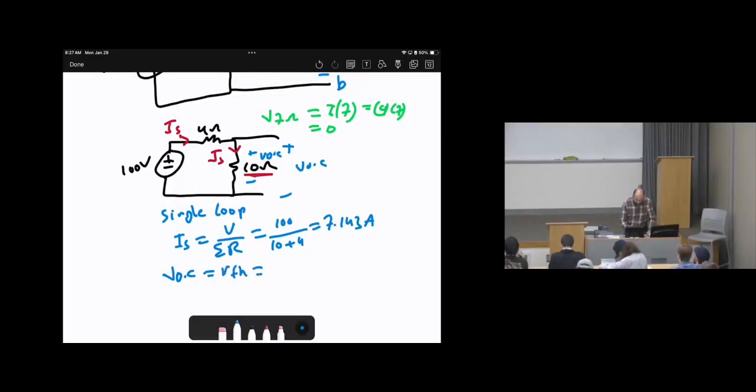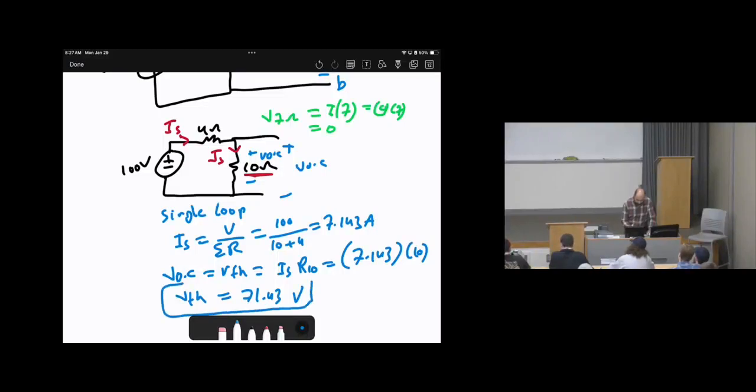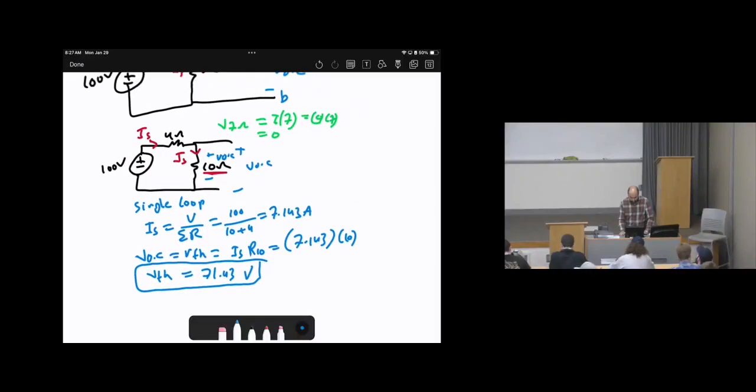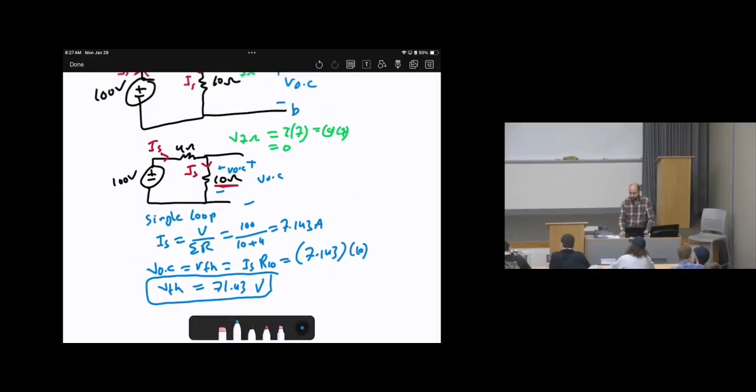Now I need to calculate V open circuit, which is the same as V Thevenin's. It will be I source times R10, which is I source 7.143 times 10. So the answer will be 71.43 volts. This is V Thevenin's. Now the first known and first unknown are done. Okay, any question? Okay, easy peasy.